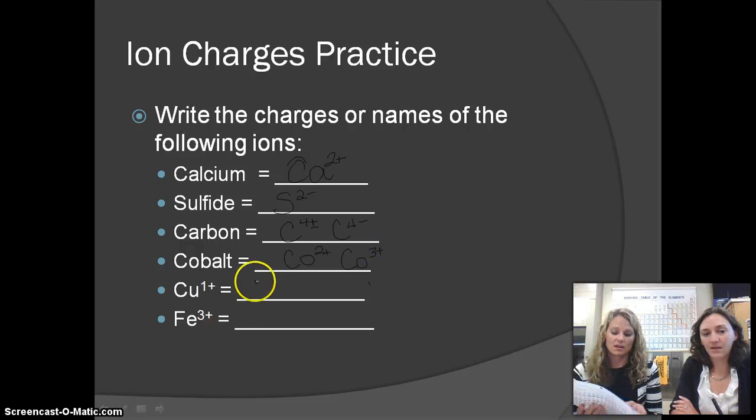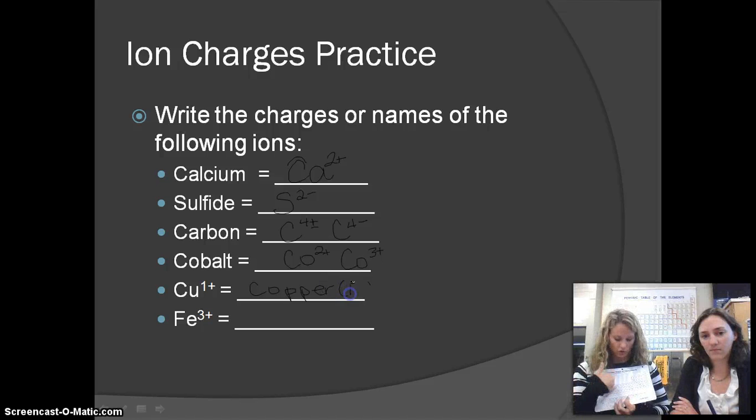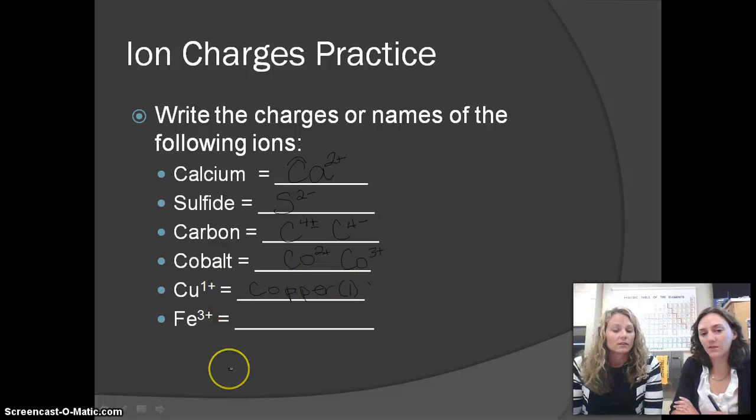All right. Okay. Copper. Copper 1, we're going to write this one out, because now we're writing the name that gave you the charge. So copper, and we're going to have to use a Roman numeral because copper's found in the transition group. And your charge is right here. It's a 1. So you just need a Roman numeral.